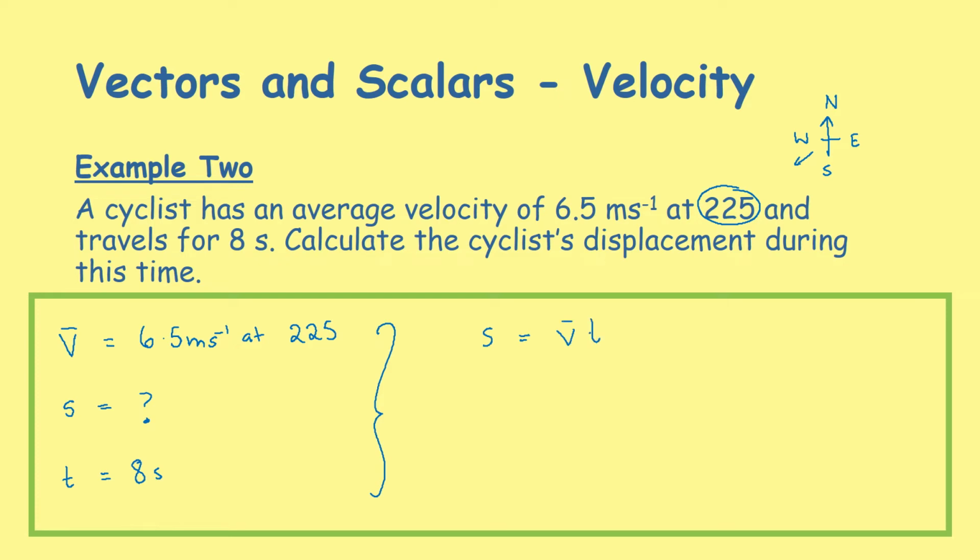S equals V bar T, so S equals 6.5 multiplied by 8. 6.5 multiplied by 8 is 52. So our displacement is 52 meters. And remember, because it's a vector, we need to include a direction, and we've been given the direction in the question, so we say 52 meters at 225.